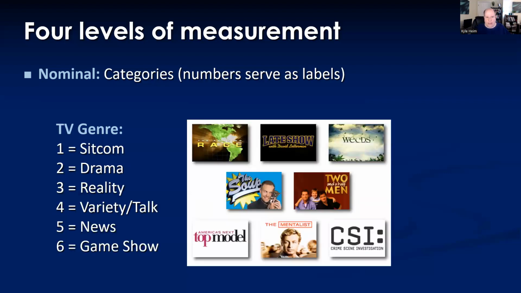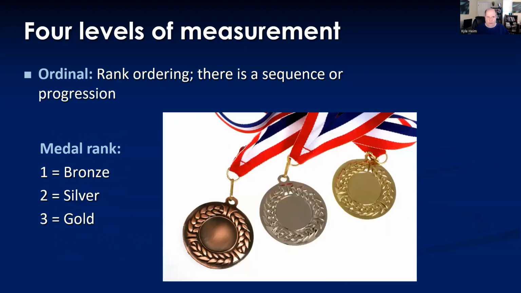Or to give you another example, if you were doing a study that involved looking at TV genres like sitcoms, dramas, reality shows, etc. Each of those categories might be assigned a number, but at the end of the day, they're just categories. That's nominal measurement. Not very precise. Okay, so let's move up a level. The next level after nominal is ordinal.